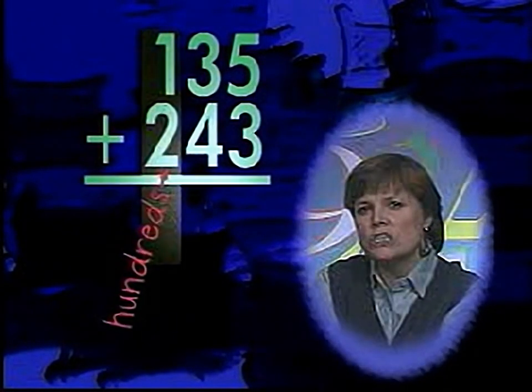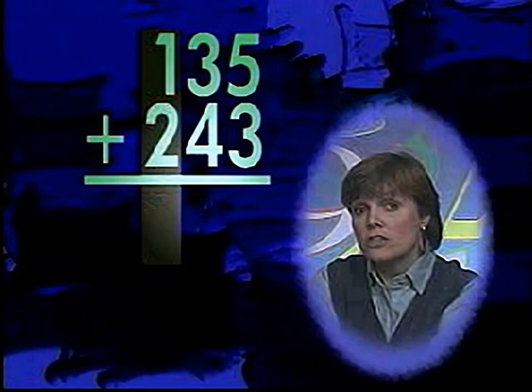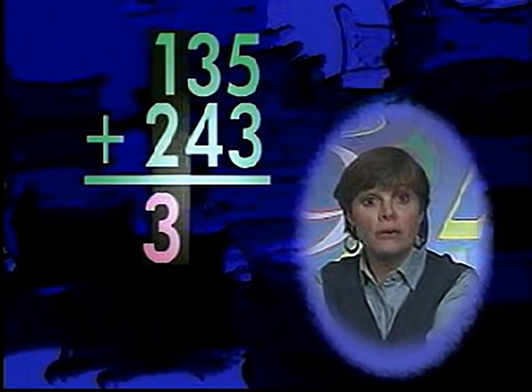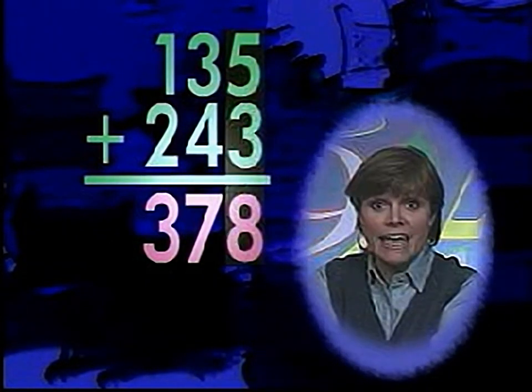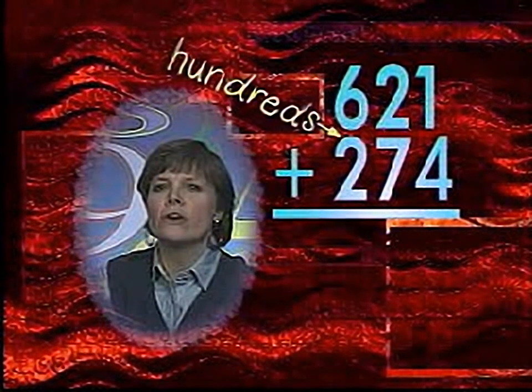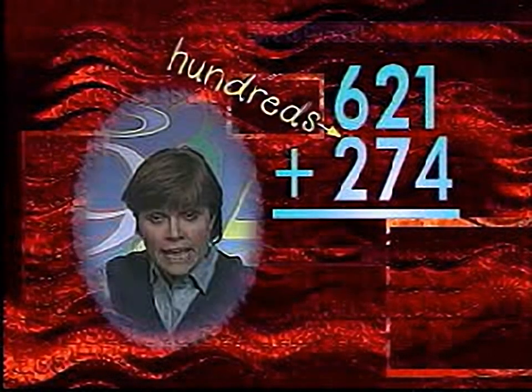Let's look at another. 135 plus 243. The 1 and the 2 are in the hundreds place, so when we add them, we say 378. Add the numbers along with us in your head and say the answers as we do. Here's a good one. 621 plus 274. The 6 and 2 are in the hundreds place again, so we say 895.